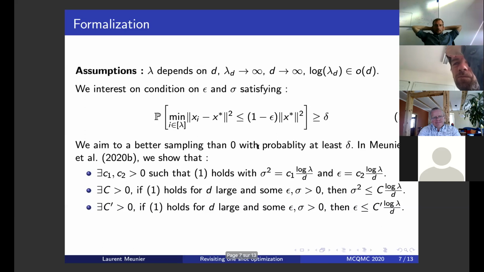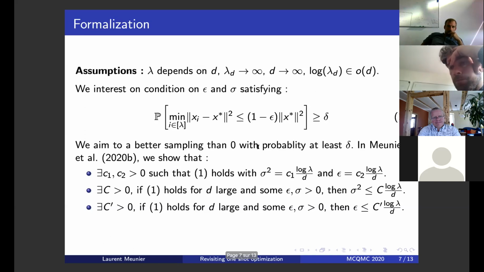And we suppose that log of lambda is in small o of d, which means log of lambda divided by d is very small. So we are interested in finding conditions to find epsilon and sigma, such that the probability that our regret is better than only sampling 0.